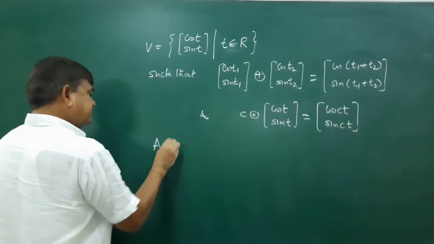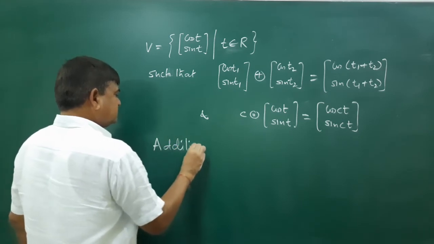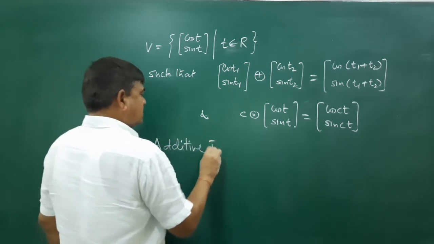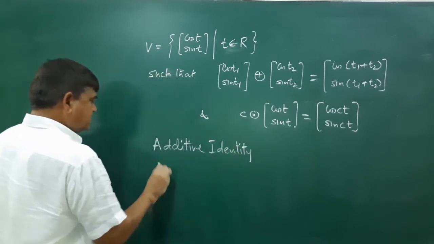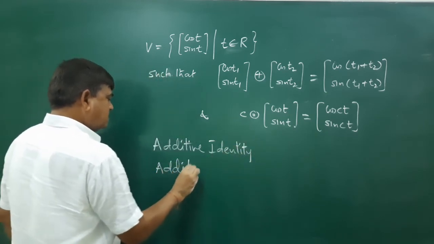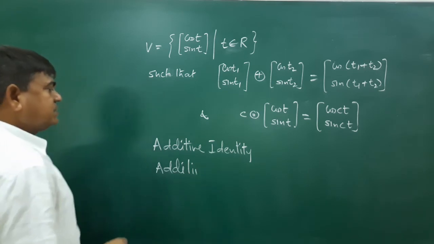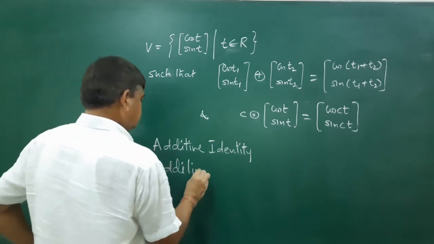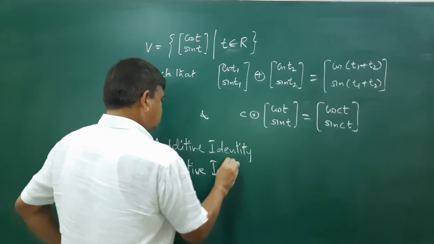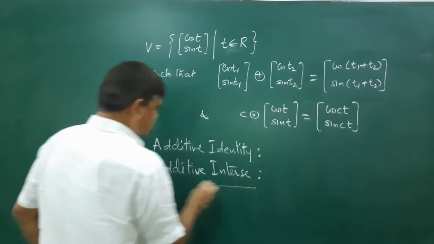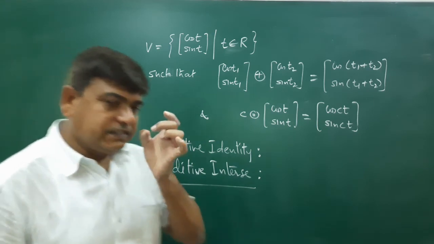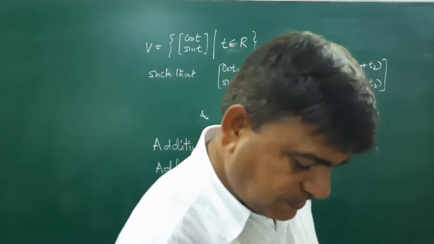Additive inverse, identity, and additive inverse. And we have to verify that this V is a vector space. Okay, fine.